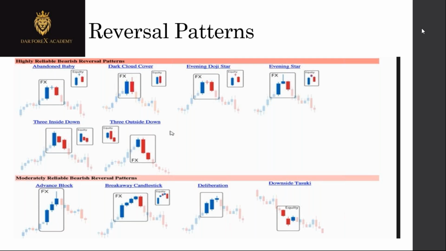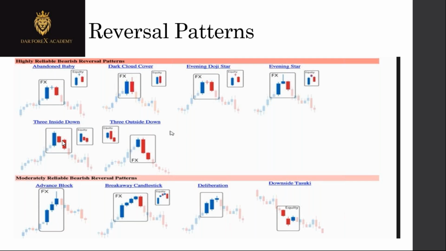Katika the picture what you see hapo, kuna vitu muhimu viwili. Kuna highly reliable bearish reversal and moderate reliable bearish reversal. So if it's a bearish reversal, maana yake price inatoka chini inaenda juu, we are expecting kwamba itakapoenda kugonga our resistance, ni kitu gani kitatokea. So if it happens like this, abandoned baby, we're expecting a reversal. If it opens like this, dark cloud cover, we're expecting reversal. Evening doji, evening star. So 3 inside down, unaweza kuona 1 2 3 zimekaa namna hii, na 3 outside down.